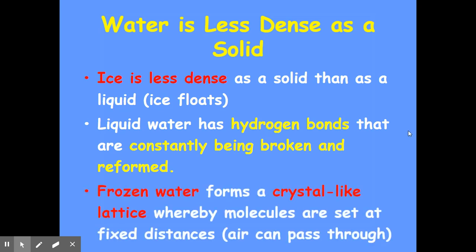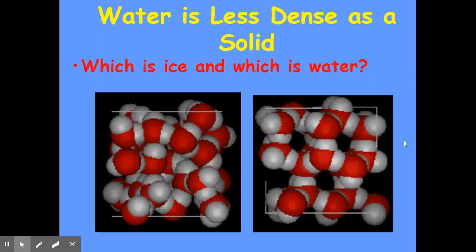But frozen water, when the temperature goes down and those water molecules aren't moving as fast, they become kind of frozen, if you will, in place, a little further apart than the molecules in the liquid. And so that makes this crystal-like lattice. I'll show you a picture in a minute. And that allows air to pass through.